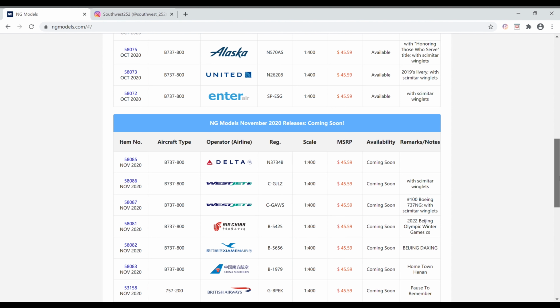Next up, we have the British Airways Boeing 757-200. The registration is Golf-Bravo-Papa-Echo-Kilo. This is in the Pause to Remember livery. It is $45.59, and the item number is 53158.